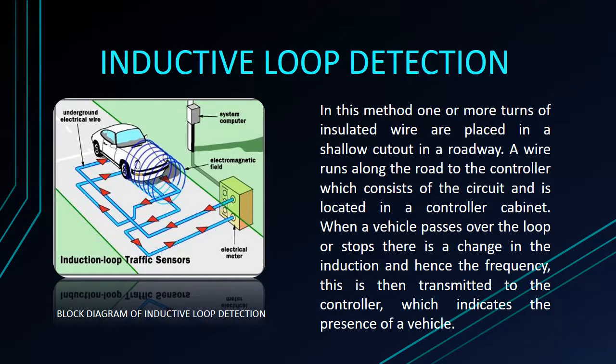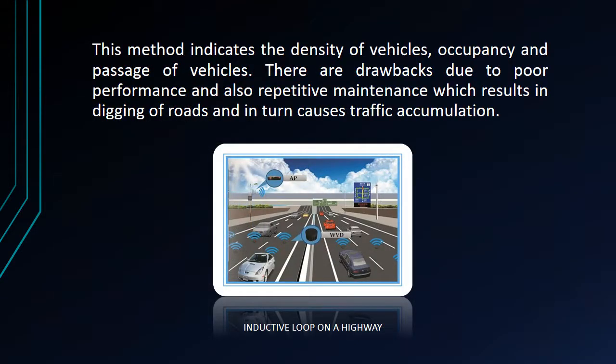One of the first methods that can be employed is inductive loop detection. In this method, there are one or more turns of insulated wire placed in a shallow cutout in a roadway. A wire runs along the road to the controller, which consists of the circuit and is located in a controller cabinet. When a vehicle passes, it is detected, and hence the vehicle is recognized on the lane. This method indicates the density of vehicles, occupancy, and passage of vehicles on the lane.